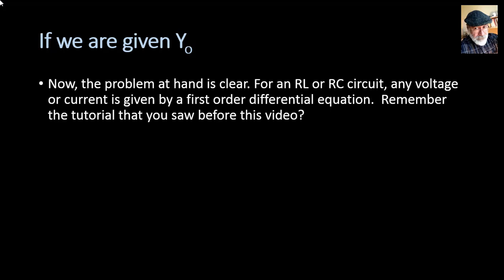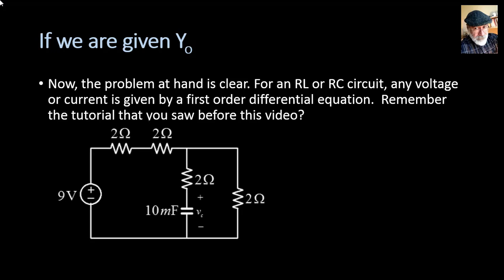The problem at hand is clear. For an RL or RC circuit, any voltage or any current is given by a first-order differential equation. Remember the tutorial that you saw before this video, right? In that circuit, the voltage in the capacitor was given by this differential equation, a first-order ordinary one.